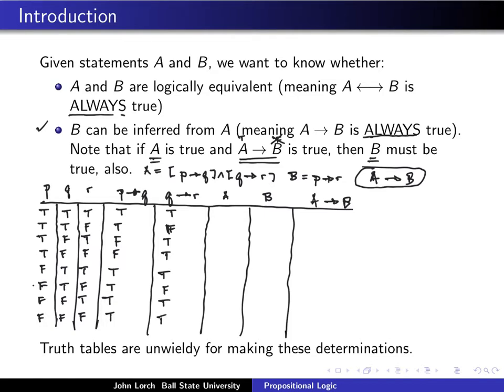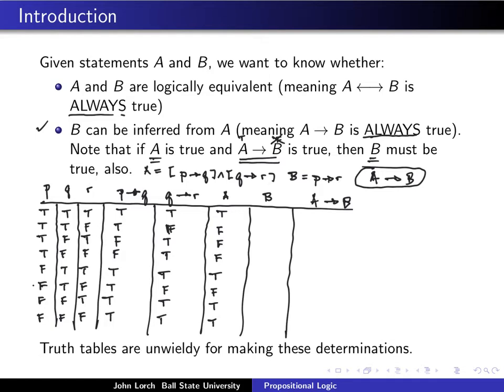Okay, now we come to the statement A, which is the "and" of the first two statements. And remember, "and" is true exactly when the two component statements are true. So A is true here. It's going to be false there, false, false. And now here again, the two components are true, so the "and" statement is true. So this is false. And again, we have true and true.